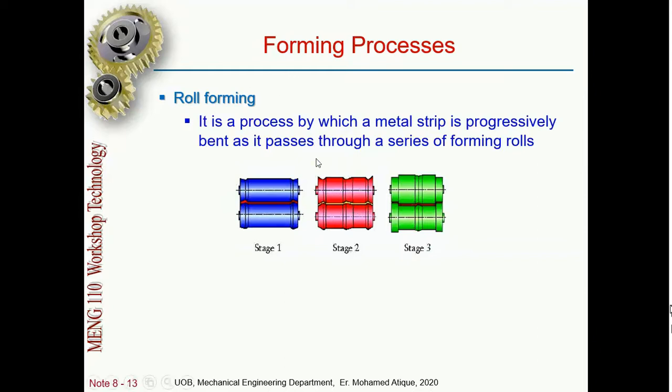See, in the first stage, we first pass it through here, so it is bending from here and here. Then we pass it from here, so it is also bending from here. It takes this shape, and then this will be the final product. So in this, the required shape is not acquired in one stage. Here it is done step by step.